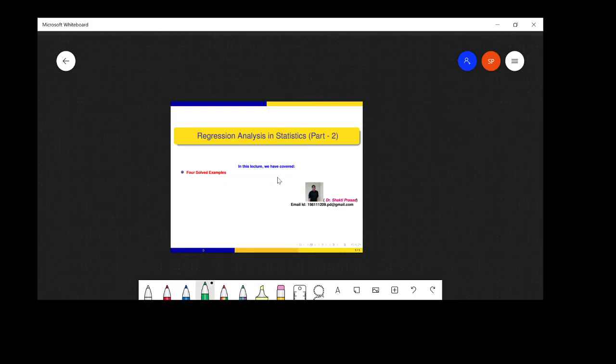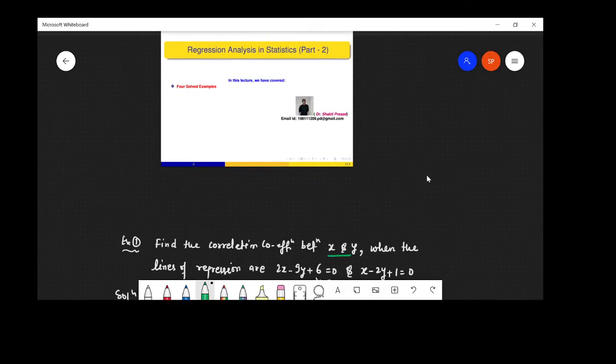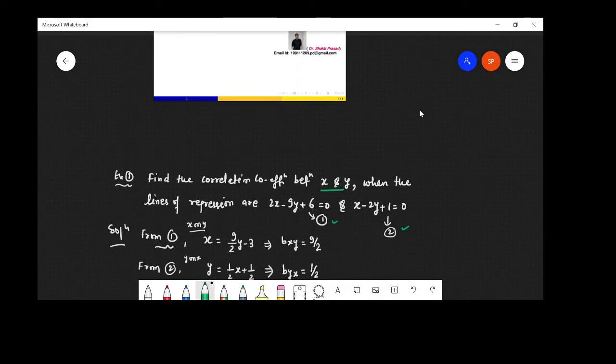In these lectures we have covered four different types of solved examples. So now we start with the first question. Find the correlation coefficient between x and y when the lines of regression are 2x minus 9y plus 6 equal to 0 and x minus 2y plus 1 is equal to 0.